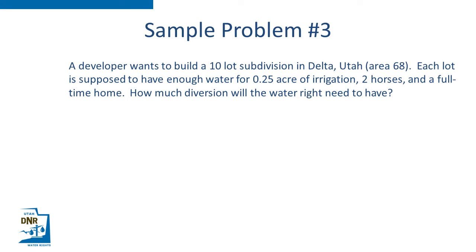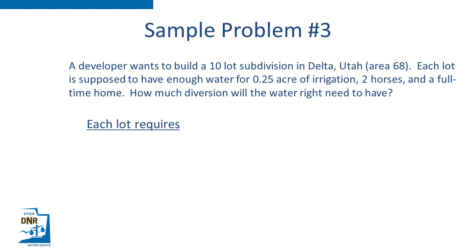Sample problem number 3. A developer wants to build a 10-lot subdivision in Delta, Utah. Each lot is supposed to have enough water for a quarter-acre irrigation, 2 horses, and a full-time home. How much diversion will the water right need to have? Let's figure out how much each lot would require.